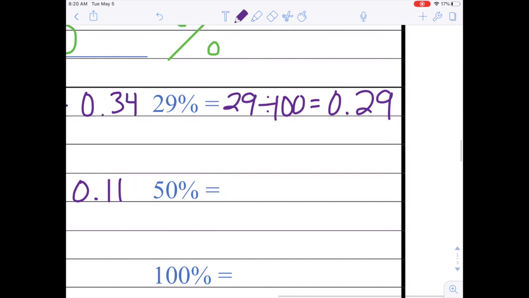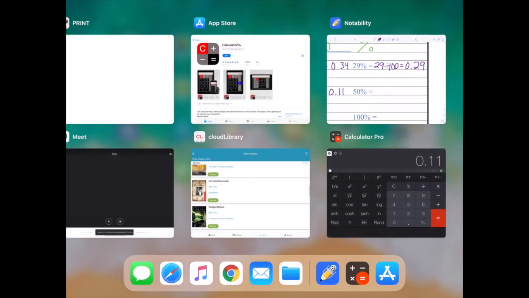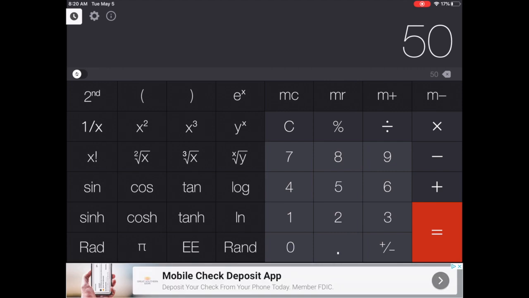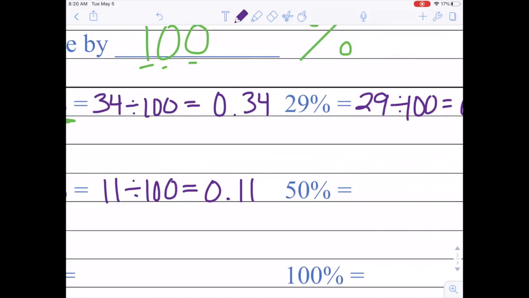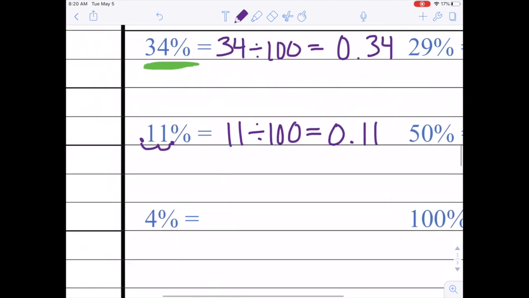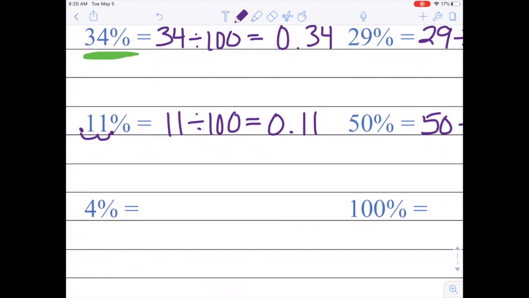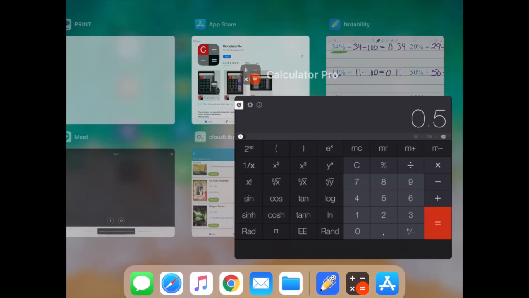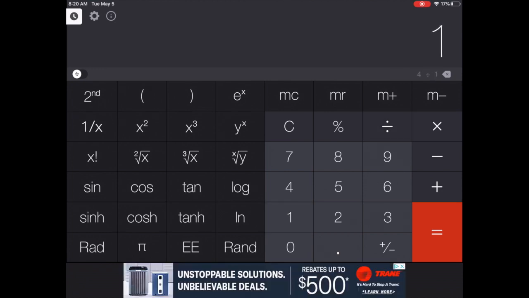So 50 divided by 100 gives us 0.5. Our next one is 4. So there's a single digit, and we are going to make that divided by 100. Careful with where you see that decimal place in the zeros. So 0.04.